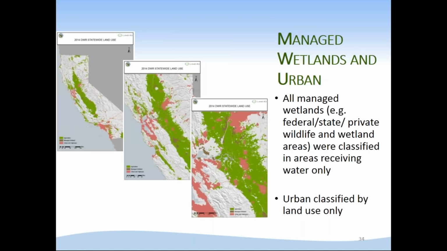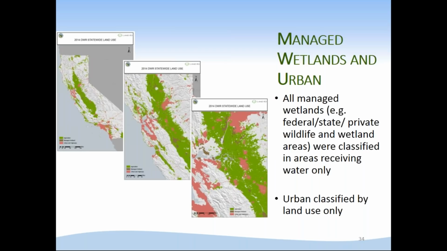So we'll talk now a little bit, that was the ag side of things. Now let's talk just briefly about the managed wetland and urban side of things. We went ahead and delineated all managed wetlands, both federal, state, private, wildlife, wetlands, duck clubs, anything that had water going to it. So it's the wetted area. You can just think of it as another type of crop in a sense. And so all those are mapped again, and those approach in the state upwards of 600,000 acres.